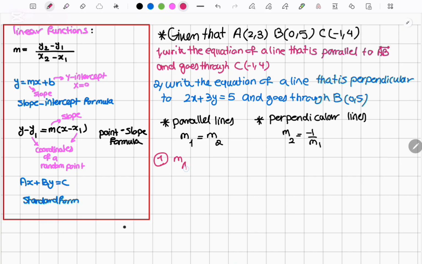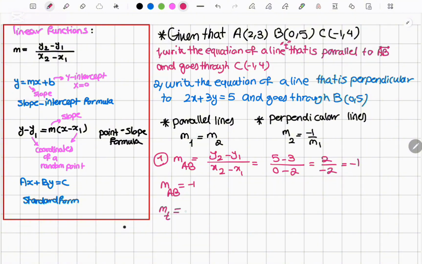So the slope of line AB is going to be (y2 minus y1) over (x2 minus x1), which is going to be (5 minus 3) over (0 minus 2), which is 2 over negative 2, and it's negative 1. So the slope of line AB is negative 1. So the slope of the line, let's name the line T, the line whose equation I want to write, is going to be negative 1 as well. So after this part, I'm going to write the equation of the line that goes through point C.